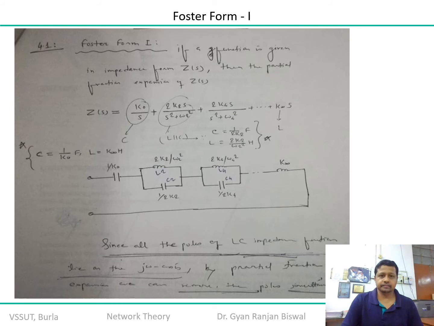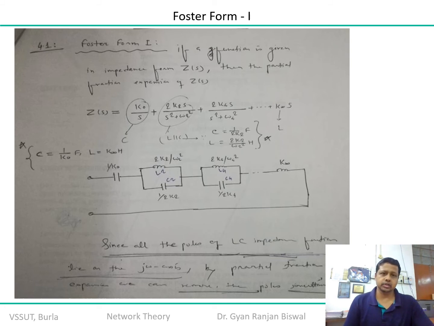Okay. So let us talk about the different forms we are going to use to realize this kind of network. Still under the head of our topic, we are going to consider the LC impedance function. That means all the elements of the network are some kind of combination of inductance and capacitance. There is no role of resistance in this kind of network. Then how to apply the Foster form 1 to realize this particular kind of network.